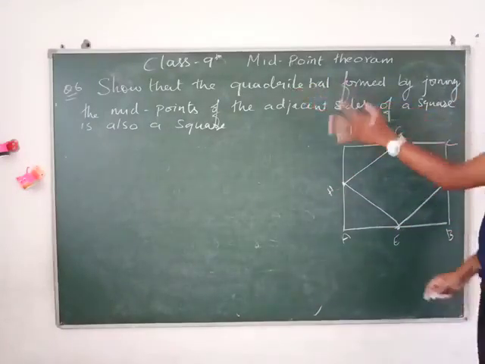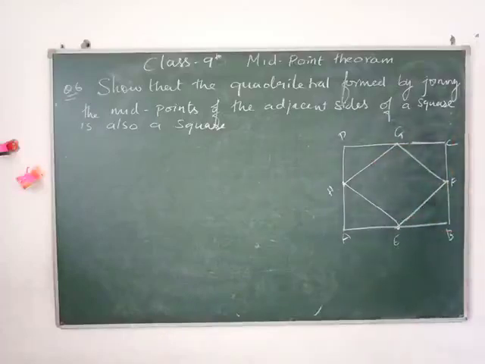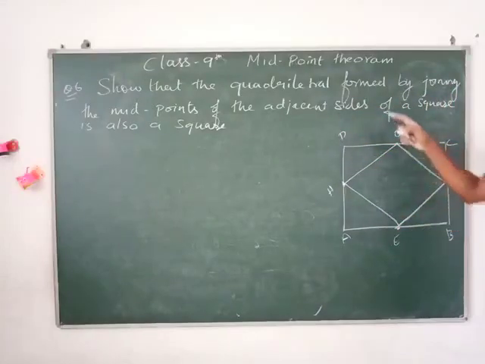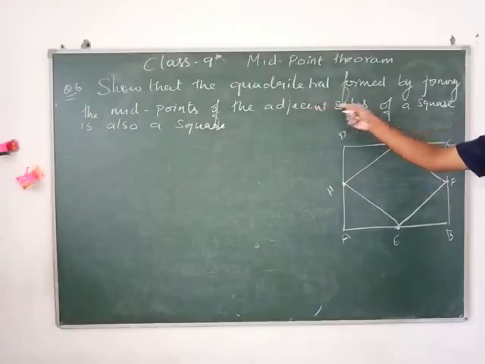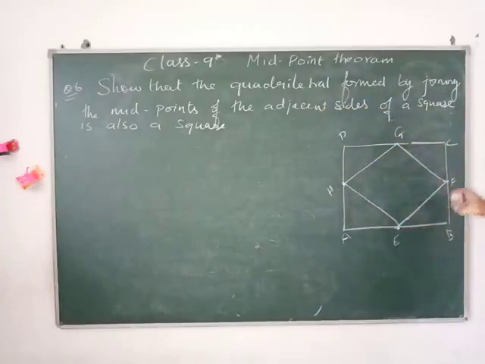I'll read the question again so that you can understand it. Show that the quadrilateral formed. This is the quadrilateral formed by joining the midpoints. I have joined the midpoints and the quadrilateral is formed by joining the midpoints of the adjacent sides of a square. This was a square, and I have joined the midpoints. They want us to prove that this is a square. This is a quadrilateral for me right now, but I have to prove that this is a square.